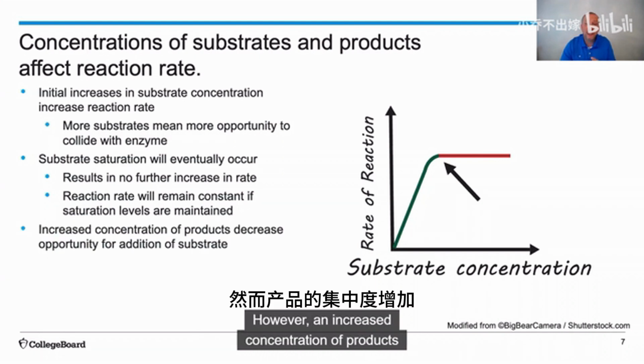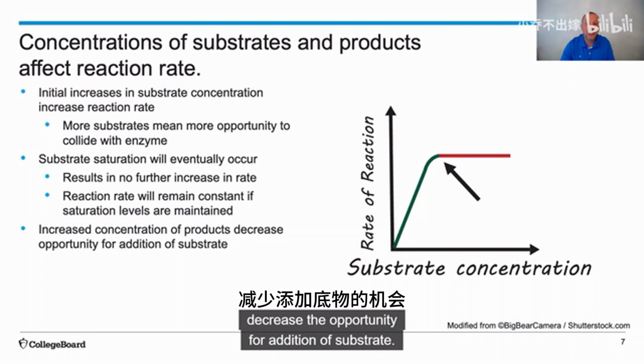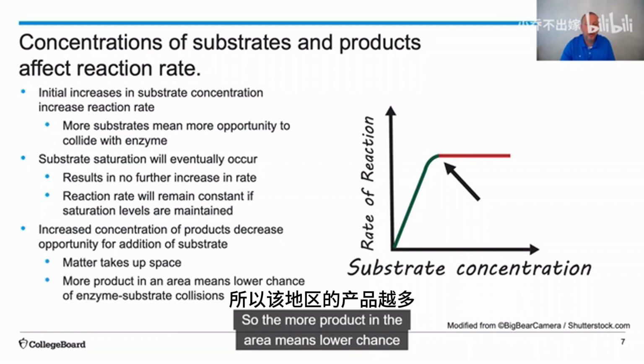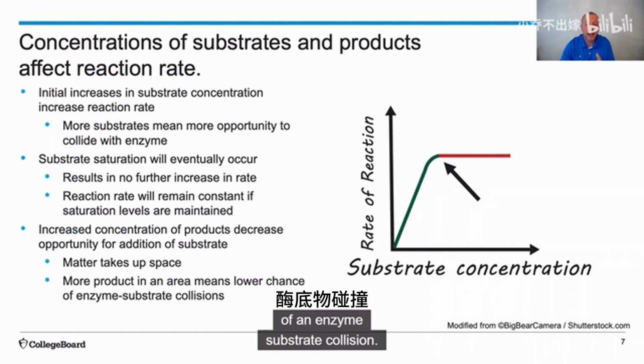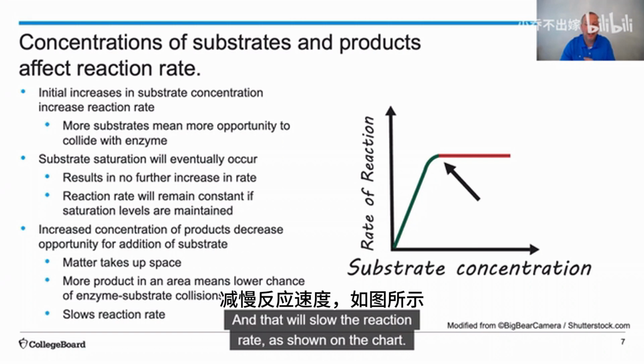However, an increased concentration of products decreases the opportunity for addition of substrate. Matter takes up space, so the more product in the area means a lower chance of an enzyme-substrate collision, and that will slow the reaction rate as shown on the chart.